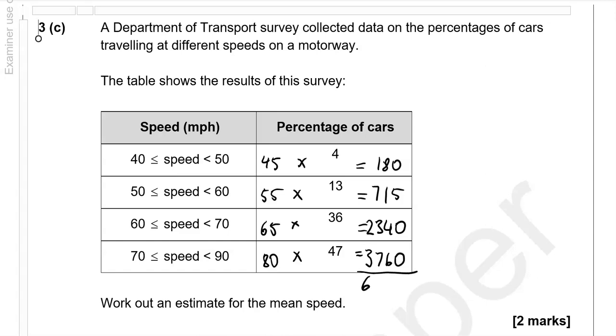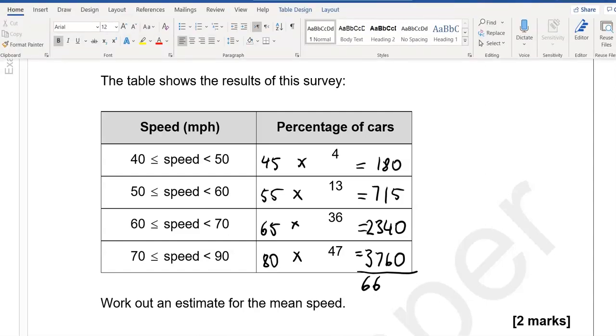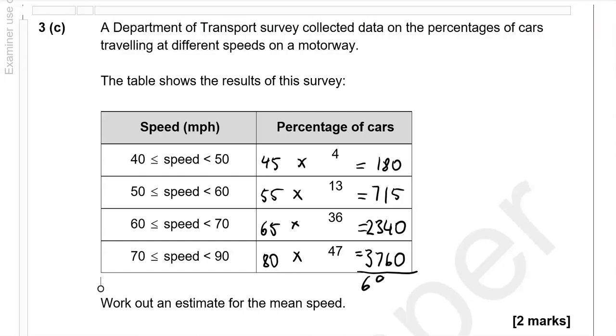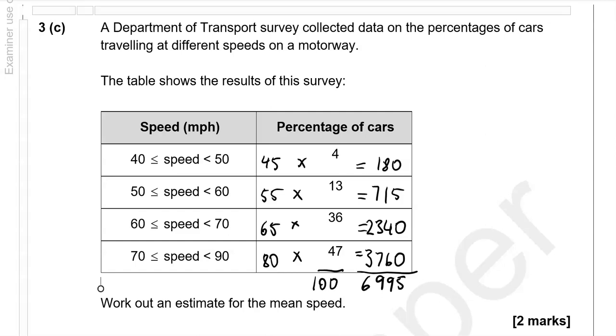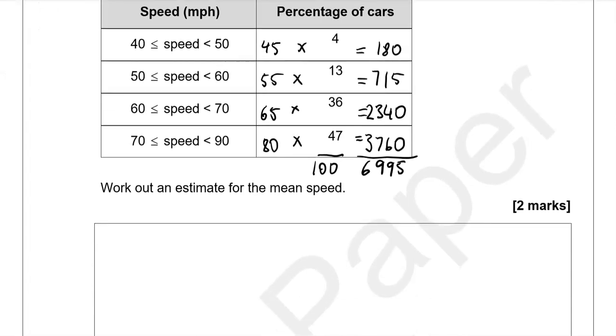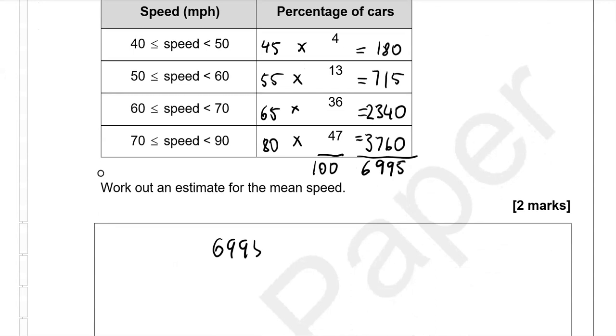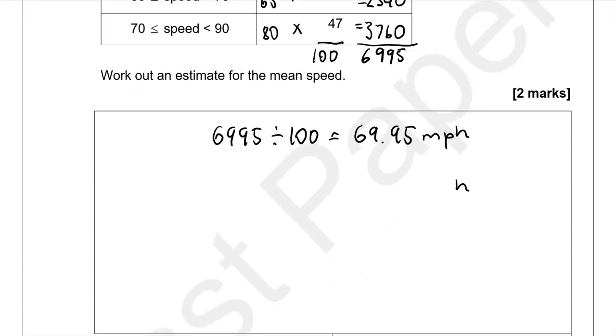So that is in total 6,995. We're going to divide it by how many there are, and that of course adds up to 100%. So 6,995 divided by 100 gives us 69.95 miles per hour.